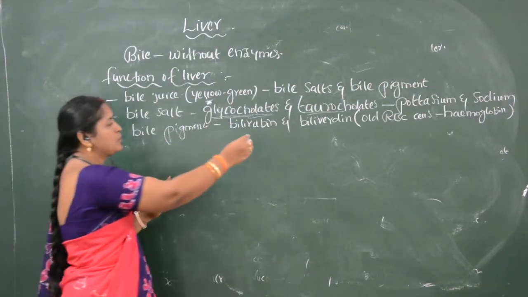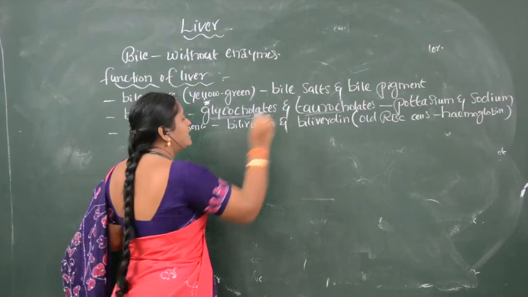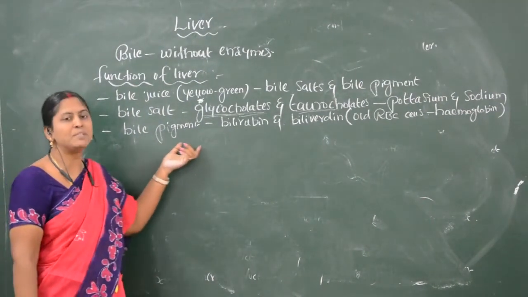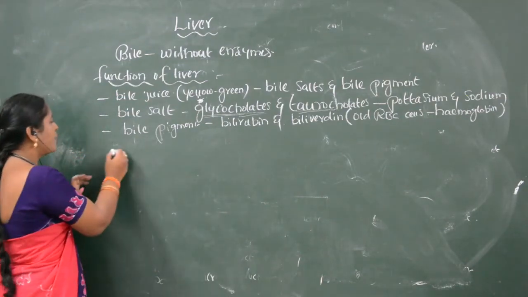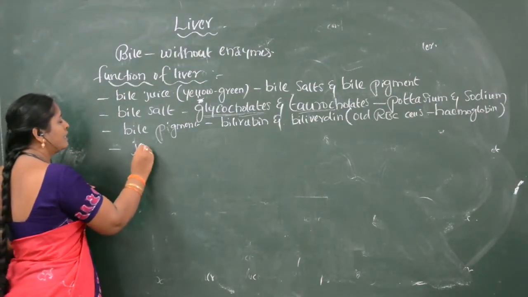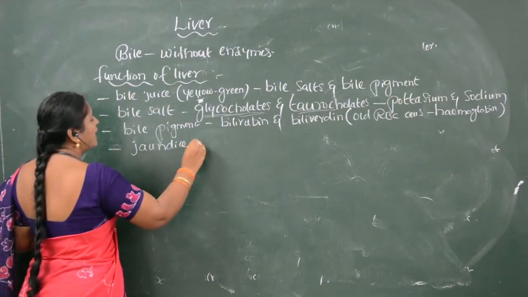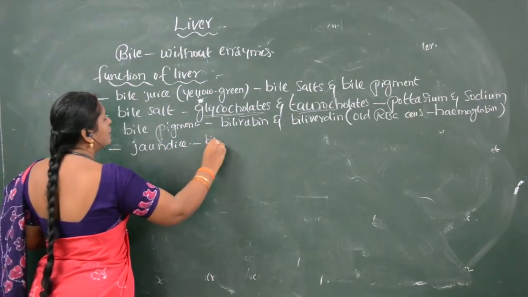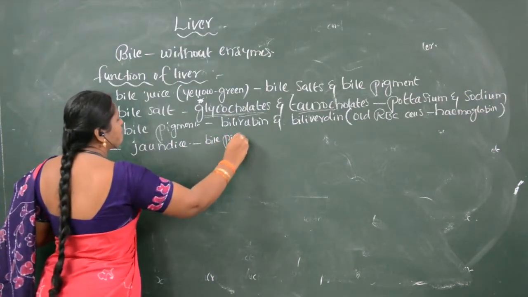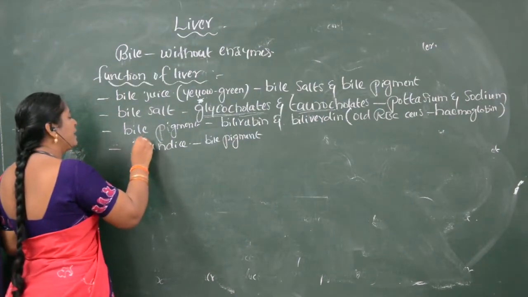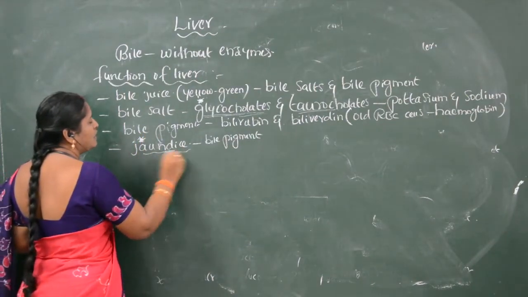And one more thing we have to see here, children: we will observe some persons suffering from jaundice. That is because of the bile pigment; we get a disease called jaundice. So jaundice occurs because of bile pigments.